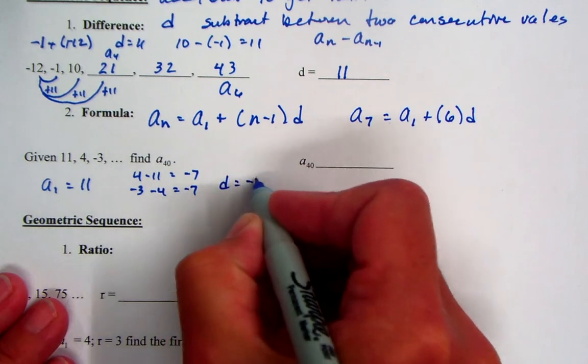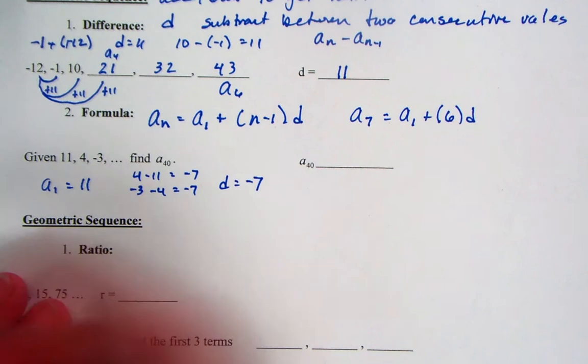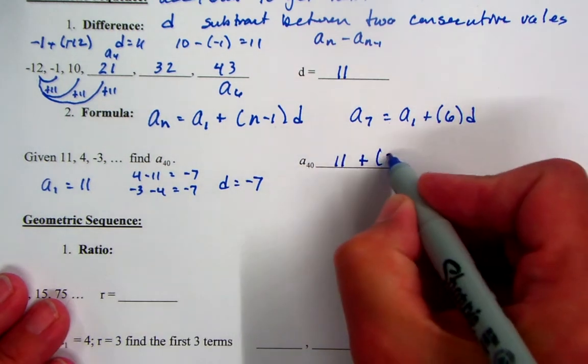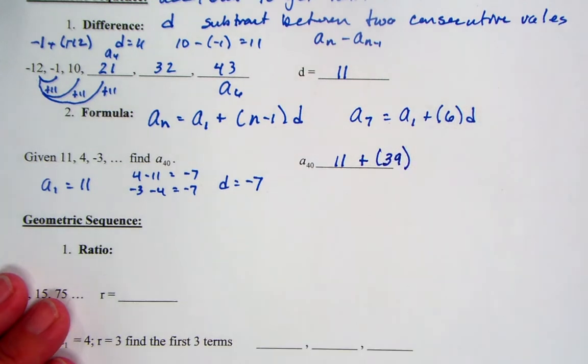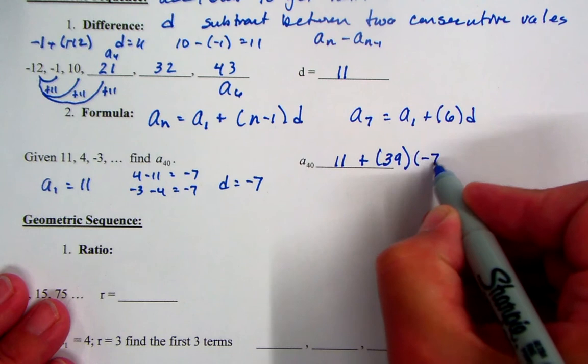So D is down by 7 every single time. So if I'm looking for my 40th term, I take my first term. I'm going to add a bunch of D's. I'm actually going to add 39 differences because the first term didn't need a difference. That term was given to me. And so when I do that, I need 39 of my differences of -7.